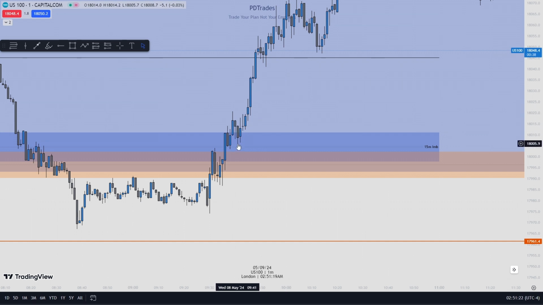I could enter also here if I'm scared to enter here because I want to see price closing above it. You can wait for price to close above it. This is an order block. When it retraces inside this order block, I enter a buy, I go with it. So I could have gotten an entry.